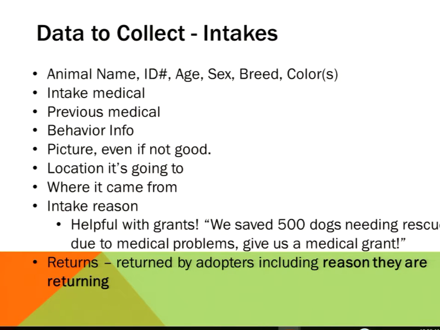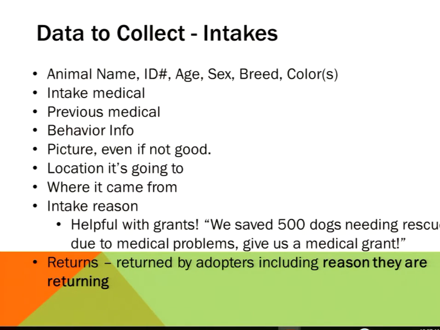Location it's going to. I see this mistake a lot. An animal walks in the door, great, we've got all this information about it, but where is it physically going in that moment? Is it going to a foster home immediately? You need to make sure your data team knows that, right, and what foster it went to so it can be tracked in the computer system. Or is it going to this cage or to this sick ward or wherever it's going? You need to be tracking that on your intake paperwork so the data team knows.